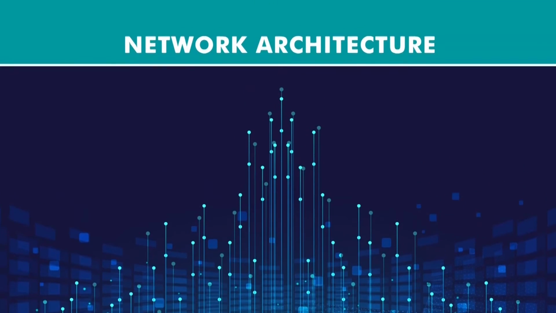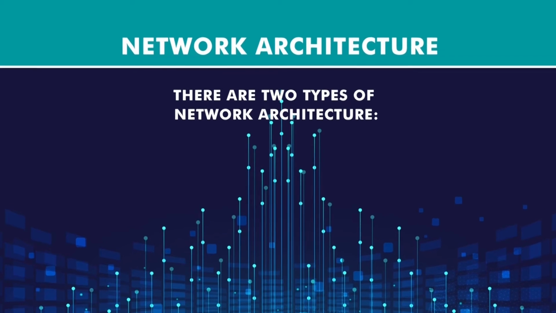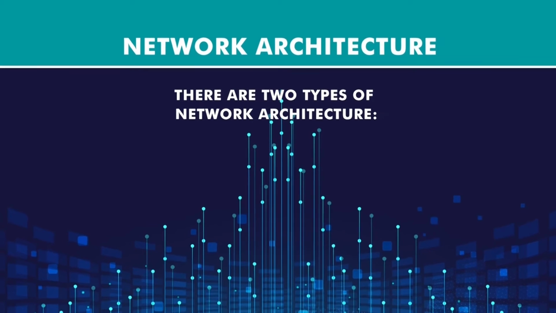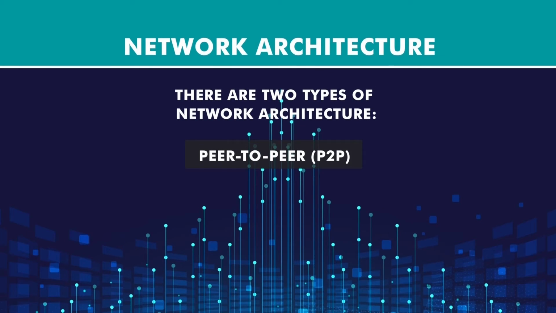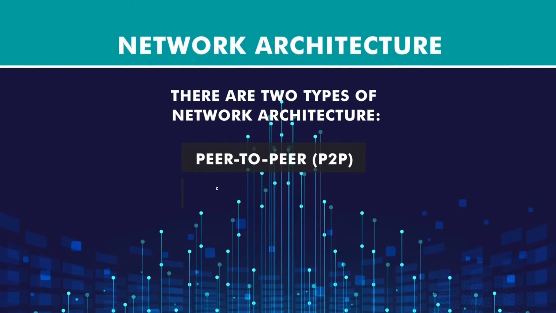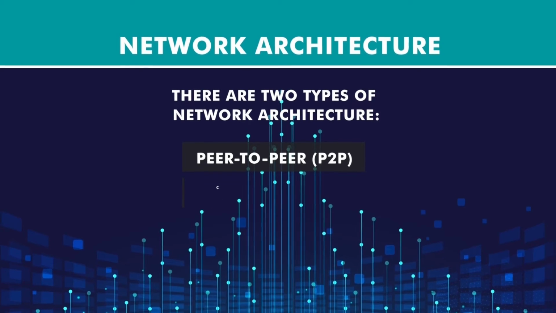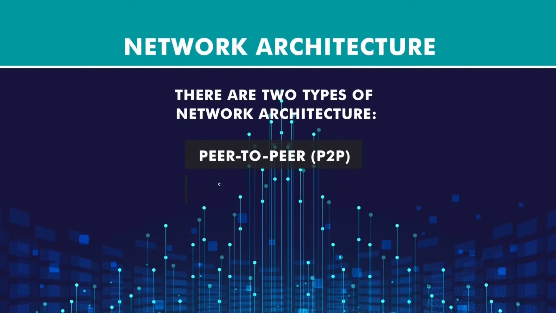Then let us see there are two types of network architecture. So the first type is peer-to-peer. In short, we can call it as P2P. And the second type is the client server, which is a very popular network architecture.